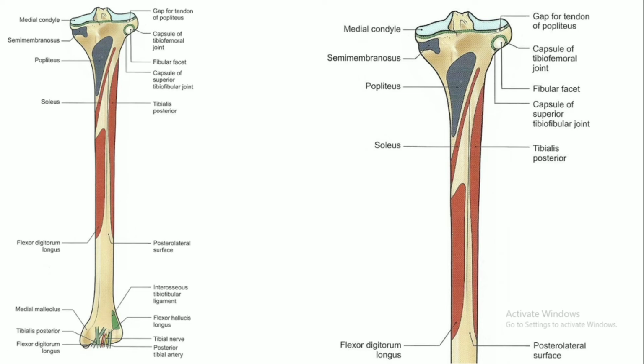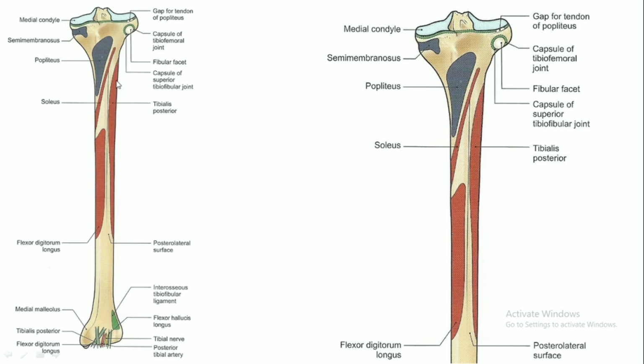Above the soleal line there is an insertion of the popliteus. Here there is an insertion of the popliteus muscle above the soleal line. Here this vertical ridge divides the lateral surface and this is the medial surface.